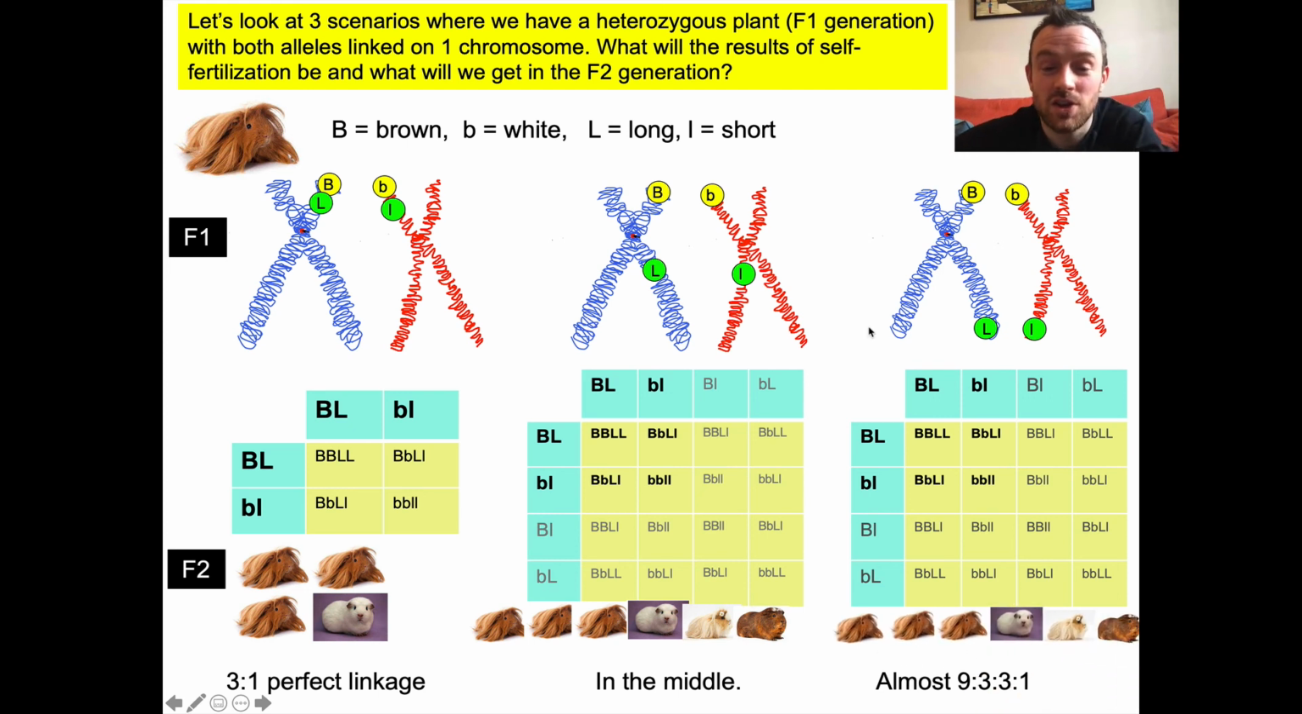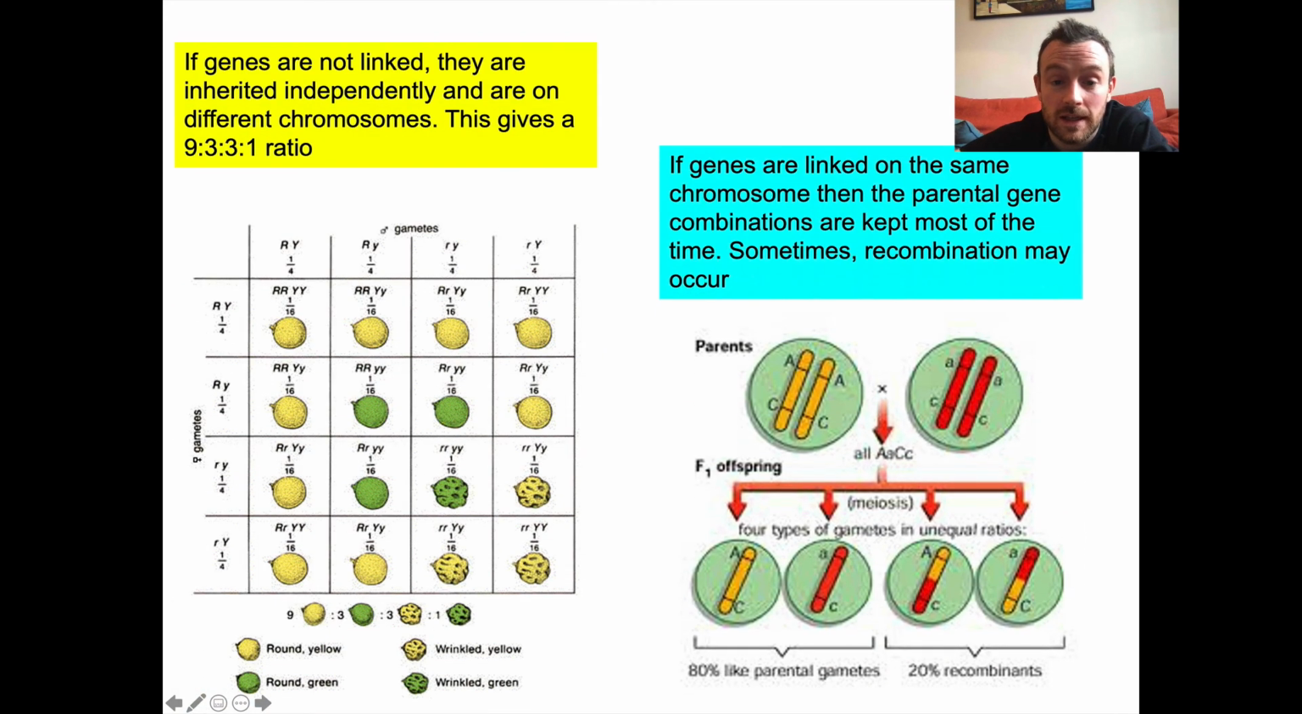So actually we can use genetics to physically map the position of genes on a chromosome. If we're getting linkage with a 3 to 1 ratio, we can say that the gene loci are very close together on a chromosome. If we're getting linkage which is almost 9 to 3 to 3 to 1, we can say with some confidence that the gene loci are far apart, but still linked on the same chromosome. Okay, so that, in summary, is linkage.